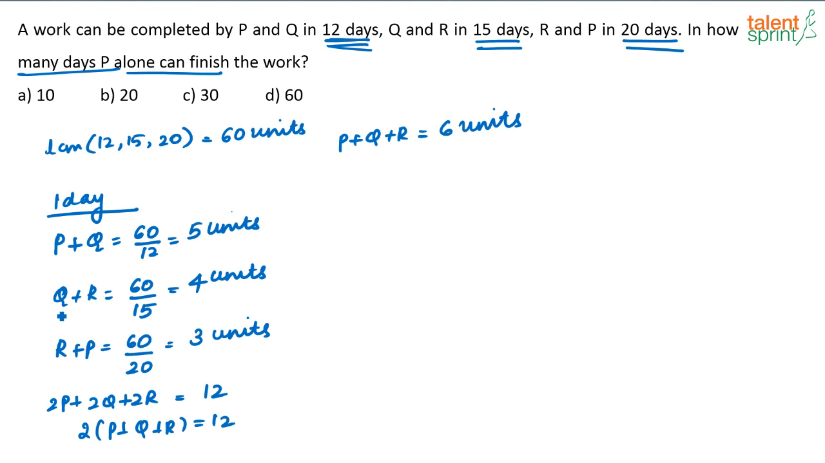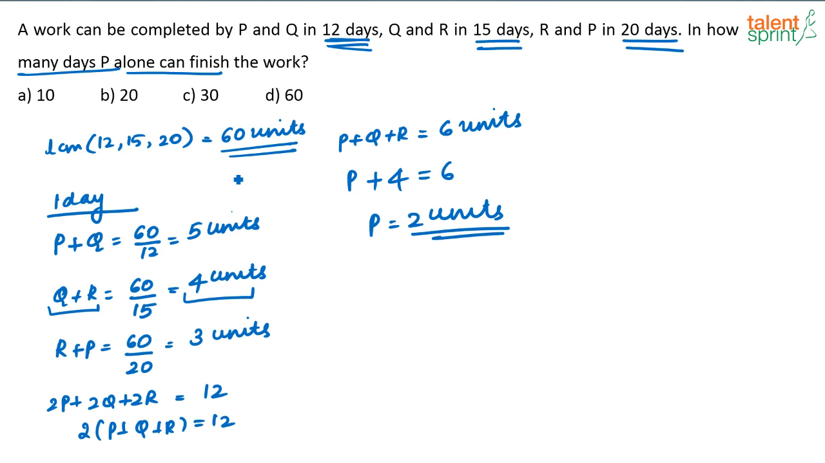See, here I already know that Q plus R in a day will do 4 units of work. So how many units of work will P do? P will do 2 units of work. So P in a day will do 2 units of work. Totally how many units have to be completed? The total units of work to be completed is 60. Or in how many days will P complete that? So P will complete the full work in 60 divided by 2, or 30 days.